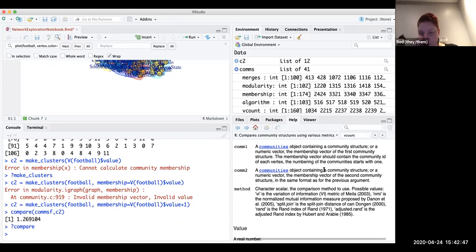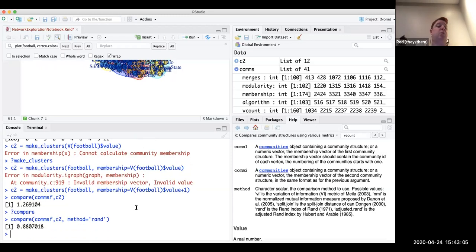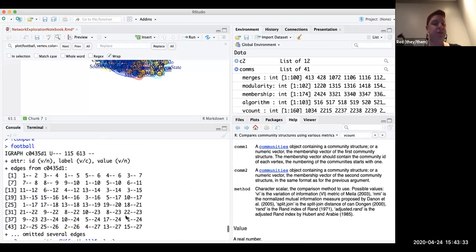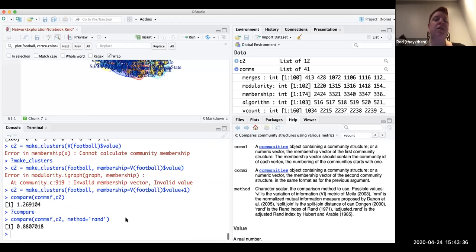The method generally looks like it's variation of information, but we can also use the rand method. If we use the rand method, we're going to get a number between 0 and 1. The higher the number, the closer the match between the two communities. This is why I generally use rand. You can see that the comparison between the communities that we have for our football conferences and the communities that we were able to pull out using the fast and greedy community detection algorithm match pretty well.